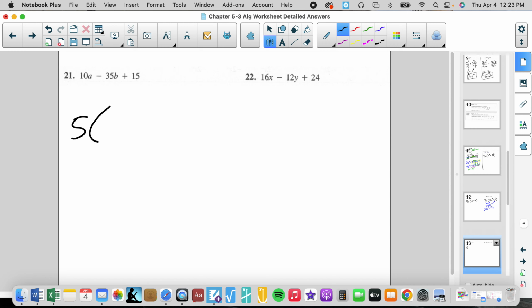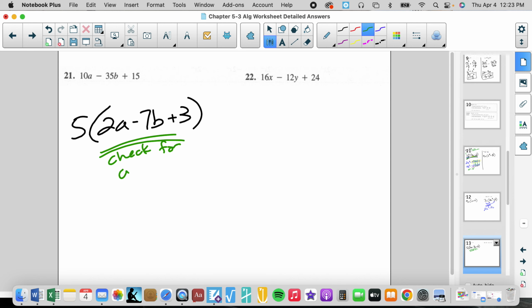So 5 is the greatest common factor. No variable is shared amongst the 3 terms. Now we have 3 things that have to be divisible. So that's 2a minus 7b plus 3. And the other thing you want to do is make sure that you look inside here and check for any common factors. So there is no common factor. So now I know that I took out the greatest common factor, that 5 was the greatest common factor. So just because you do it doesn't mean that you don't check stuff.